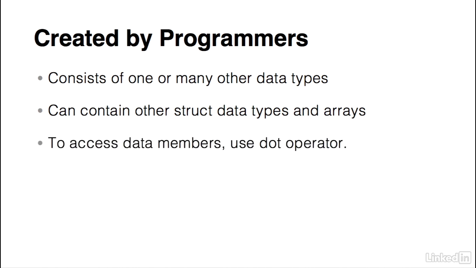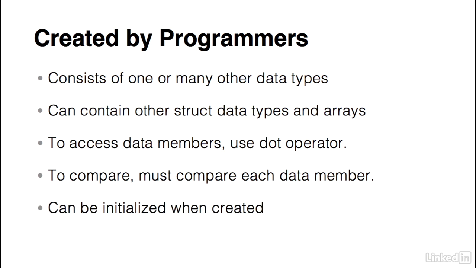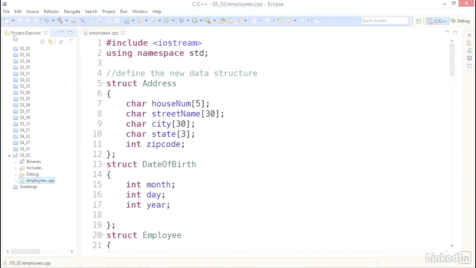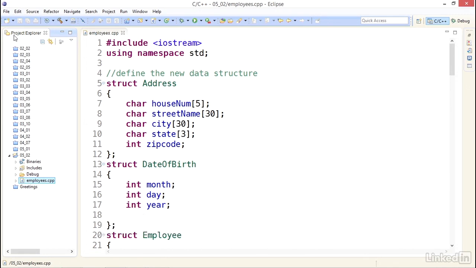Things to remember. To access data members, use the dot operator. To compare two data structure instances, we must compare each piece of data separately. Finally, we can initialize a structure when we create it. In this program, we're going to create a data structure of an employee. We will ask the user how many employees they have, and then create an array of employees and write a loop to ask the user to enter the information. Once we have all the information, we'll print it back out again.